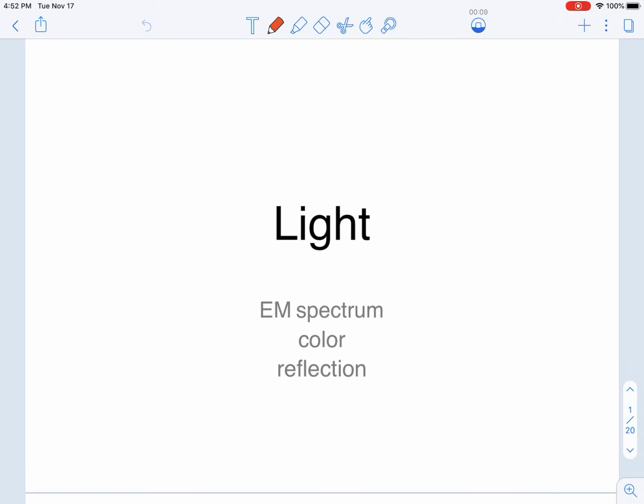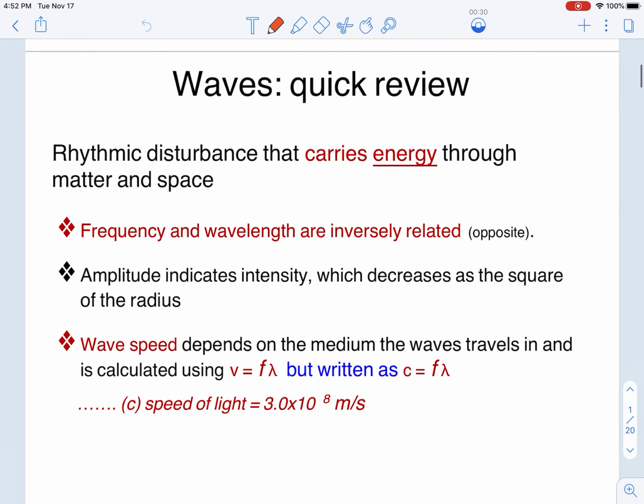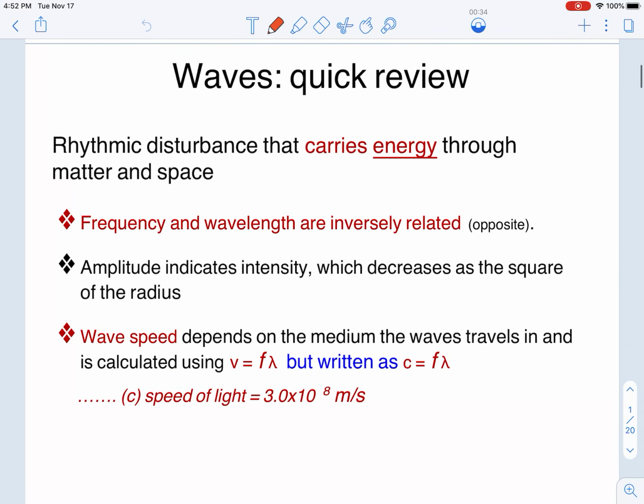All right, so today we're going to look at light. Now, if you recall, we've already learned some things about waves. We have already learned that waves carry energy in general, so light is a form of energy. We are going to start off by reviewing some basic vocabulary that we initially learned when we were talking about sound waves, and some of those vocabulary words and facts are still going to be relevant and apply to our light waves.